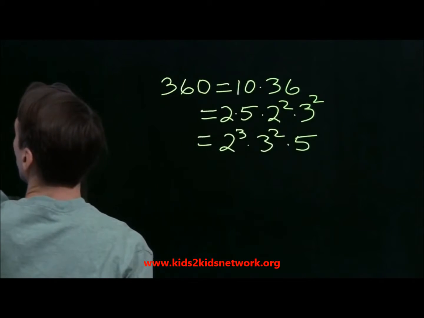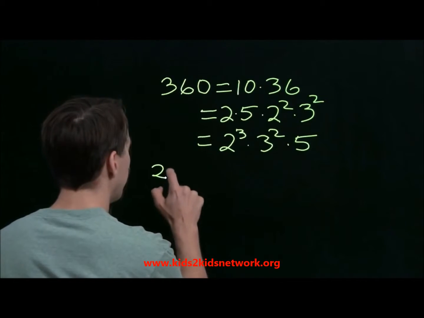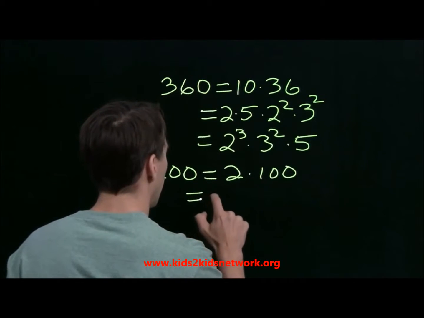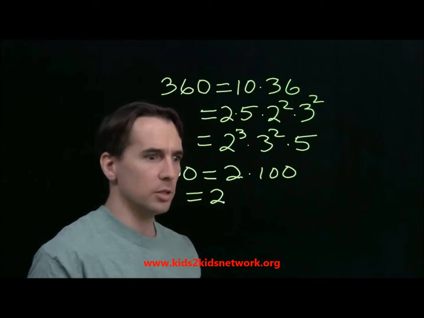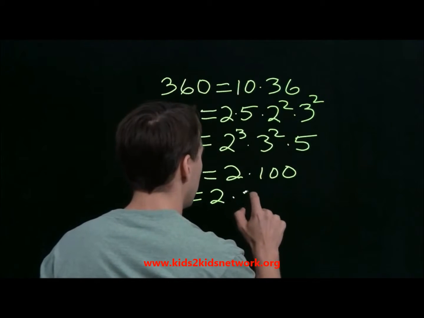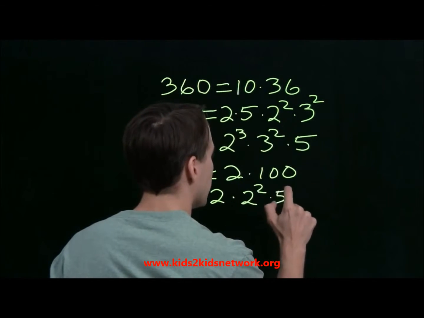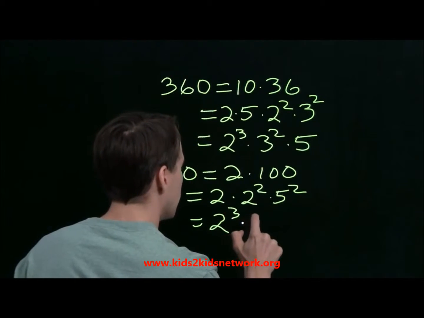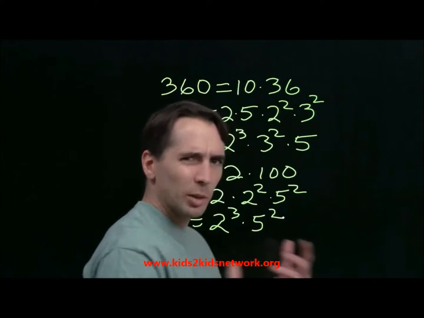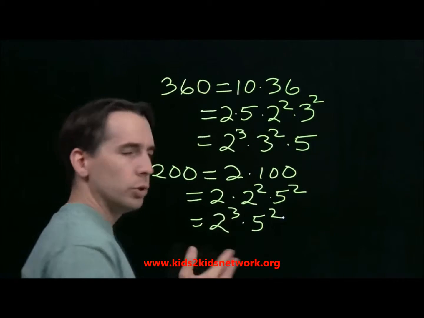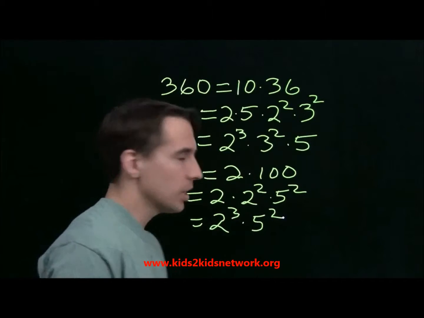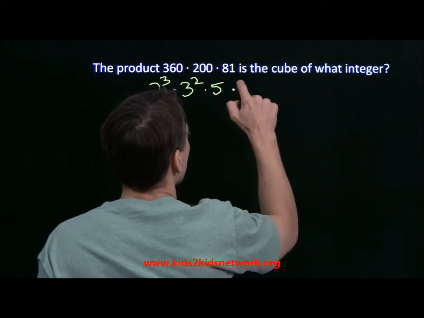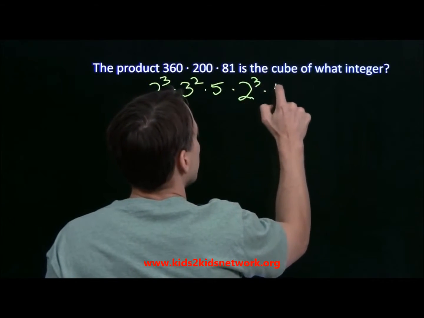All right, 200. Let's do 200 next. Well, 200 is just 2 times 100. And 100, well, that's 10 squared, so it's 2 squared times 5 squared. And that gives me a prime factorization of 2 cubed times 5 squared. I'm going to check that real quick. I like to check my intermediate steps just to make sure I don't mess up. 2 cubed is 8. 5 squared is 25. 8 times 25, that's 200. We have the right prime factorization there. So this is just 2 cubed times 5 squared.